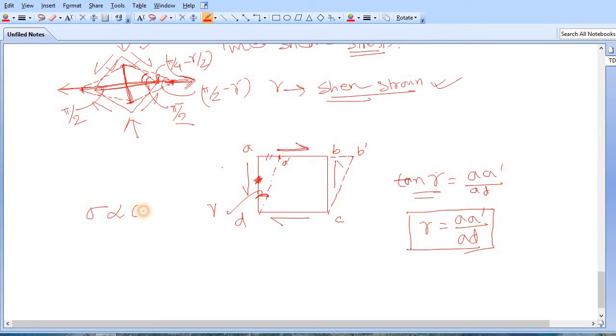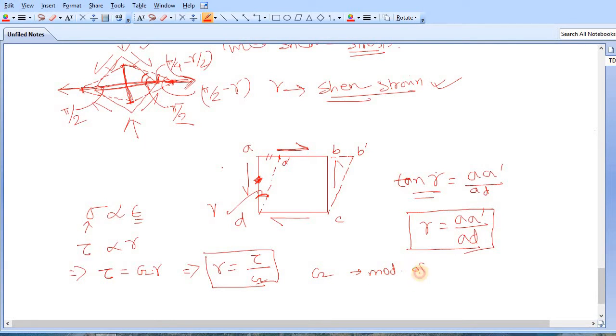and you know, as per Hooke's law, your stress is always proportional to strain. Here your shear stress is tau, and strain is not epsilon, this is gamma. So if we equate this, we have to put a constant, that is tau is equal to, let's say the constant is G into gamma, or you can say gamma is equal to tau by G. Here G is known as your modulus of elasticity in shear.